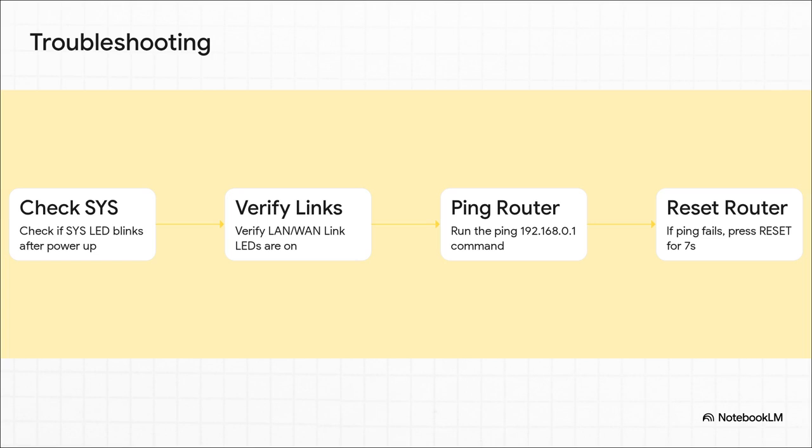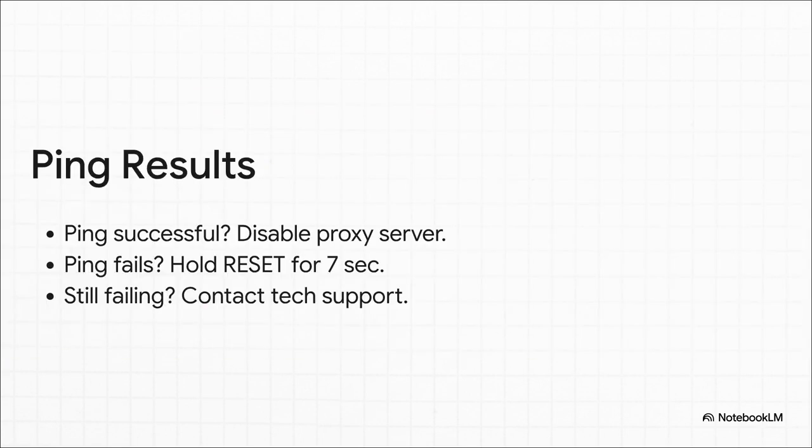Step 3. If the lights actually look good but you still have no internet, open your computer's command line and type ping 192.168.0.1. This tests if your computer can actually talk to the router's software. If you do have to resort to that ping command, the results tell you exactly what to do next. If the ping is successful, meaning you get replies back from 192.168.0.1, your router is perfectly fine, but you might actually have a proxy server accidentally enabled in your web browser that's blocking the internet. On the flip side, if the ping fails entirely, that software bridge is broken.